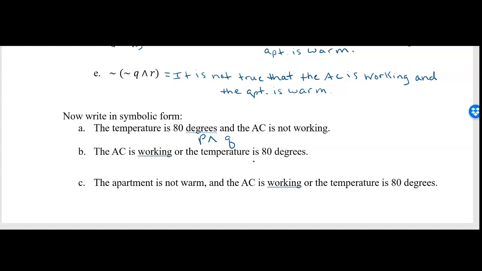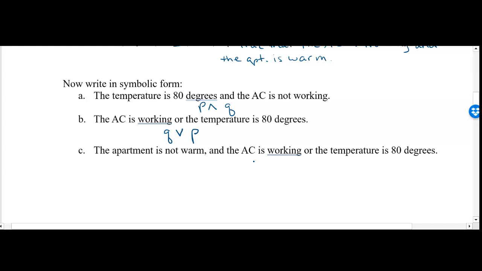Now let's do the next one. The AC is working, or the temperature is 80 degrees. Well, the AC is working is our not Q, or the temperature is 80 degrees, that's your P. So we just basically wrote it the opposite way.